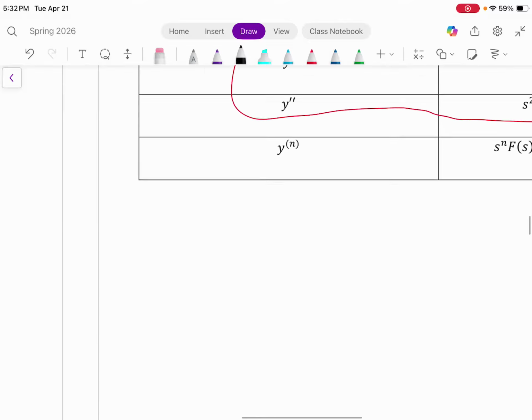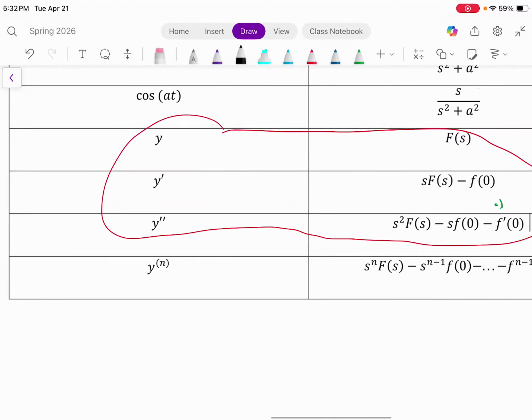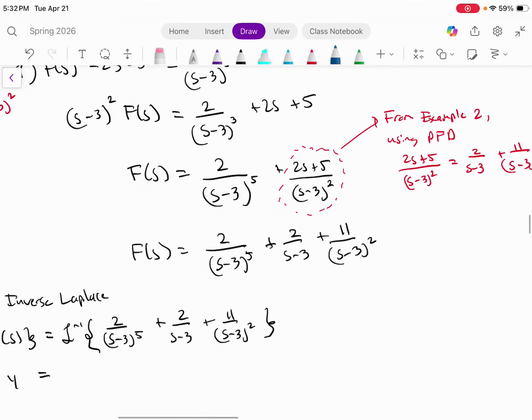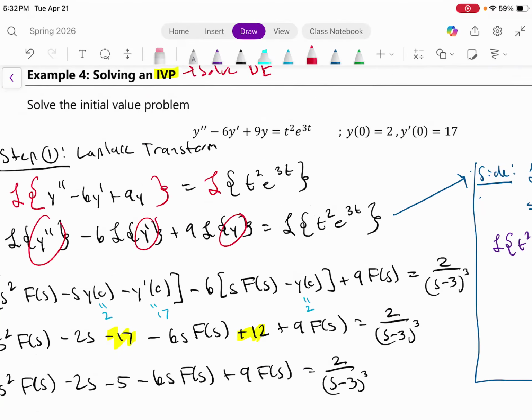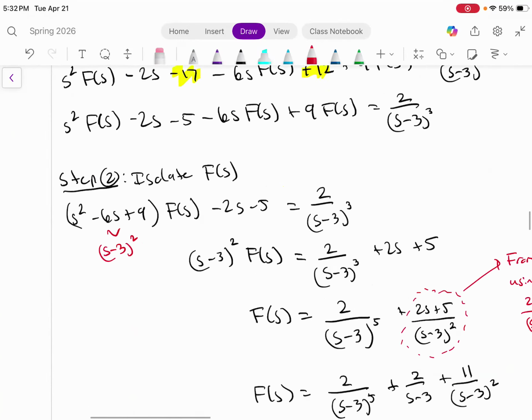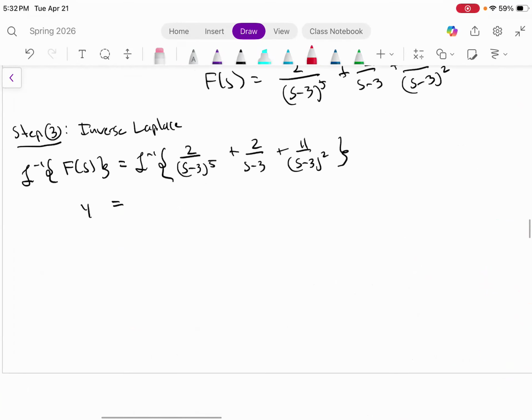If you're not remembering that, here's a table just in case. If you inverse Laplace F of s, what do you end up with? Just y. So we get y, which is what we want. For a differential equation, the goal is to get y equals some function in terms of t. So we have y equals, and we just have to inverse Laplace these terms. So let's go ahead and separate them out. That always makes it easier.